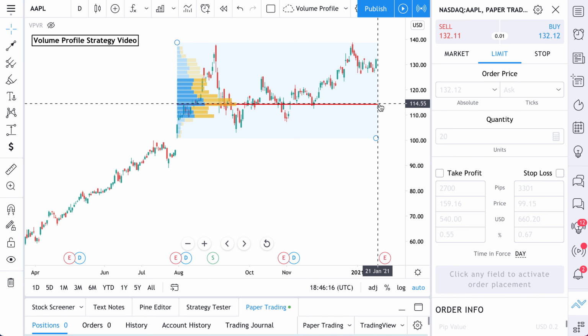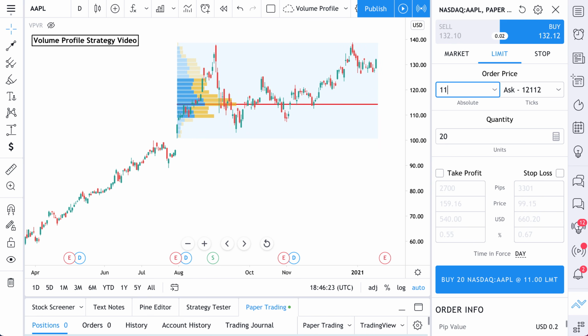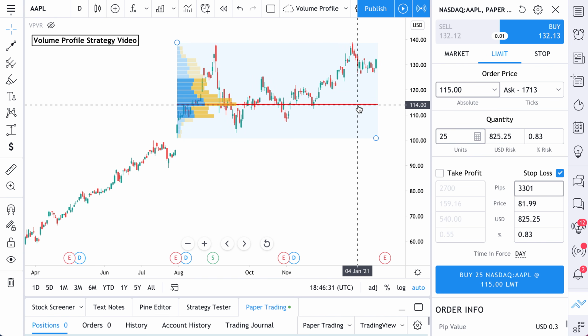And we believe that about $114 to $115 per share is a better area for us to buy. So in this case, we'll do 115. We will buy 25 shares. And of course, we will actually set a stop loss because we believe in risk management.